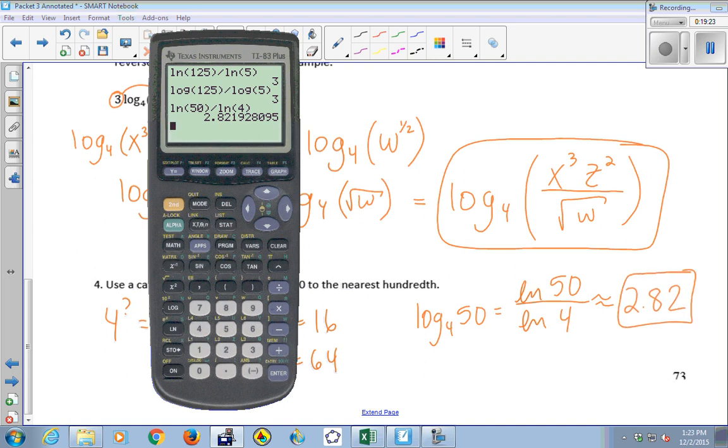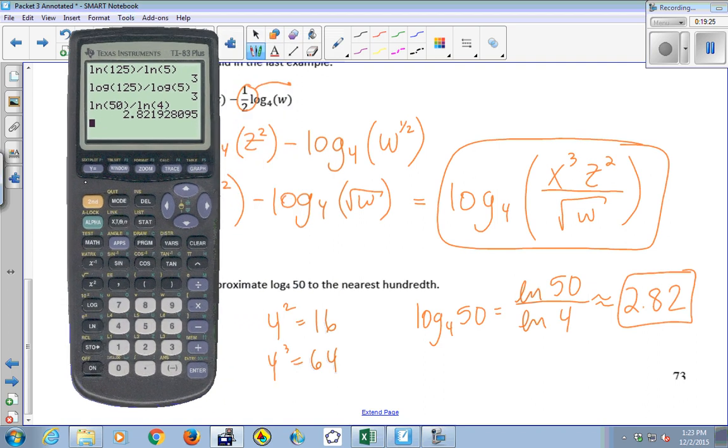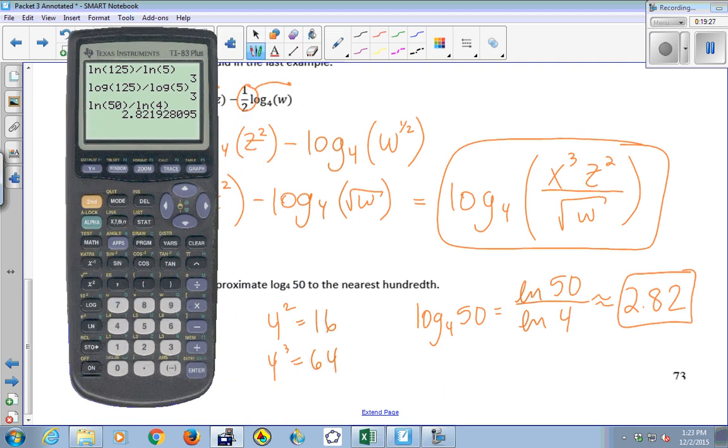Approximately 2.82. So that kind of makes sense. It's between 2 and 3. It's closer to 3 than it is to 2 because 64 was closer to 50 than 16 was. And then we can check it. We can check that if you raise 4 to that number, 2.82, we should get 50. So let's try 4 raised to the, I'm just going to hit second answer. It just uses the previous answer. And I get 50.